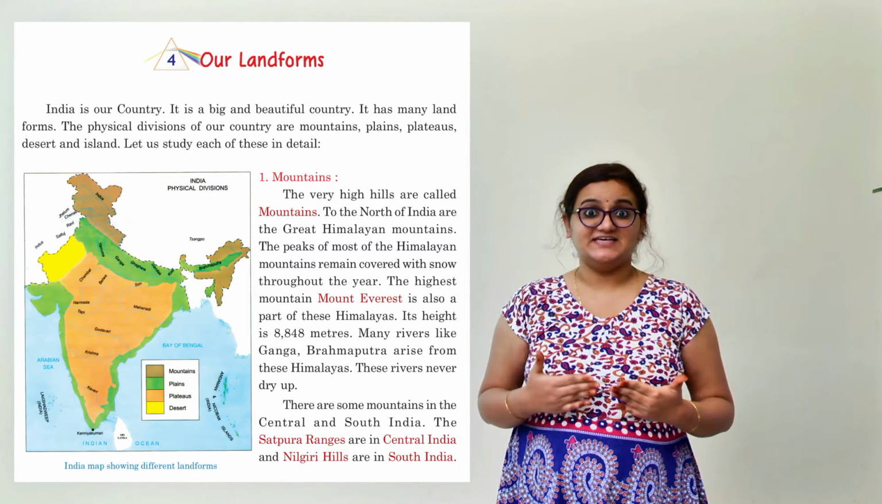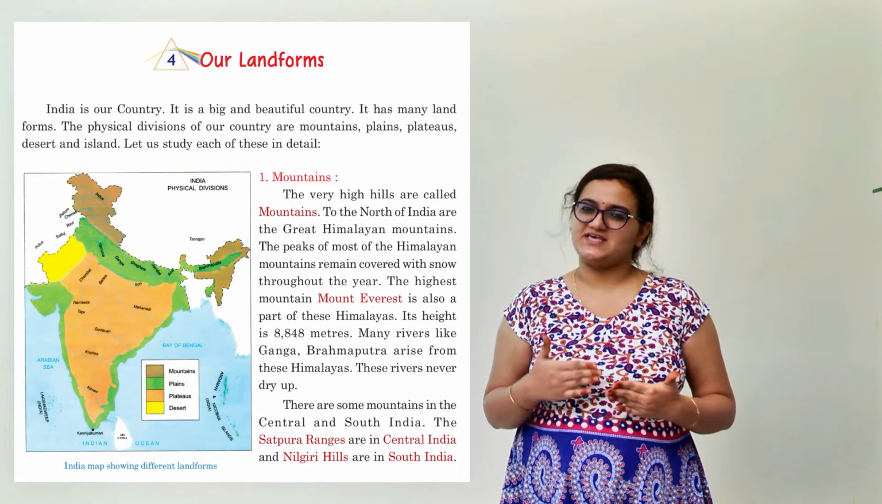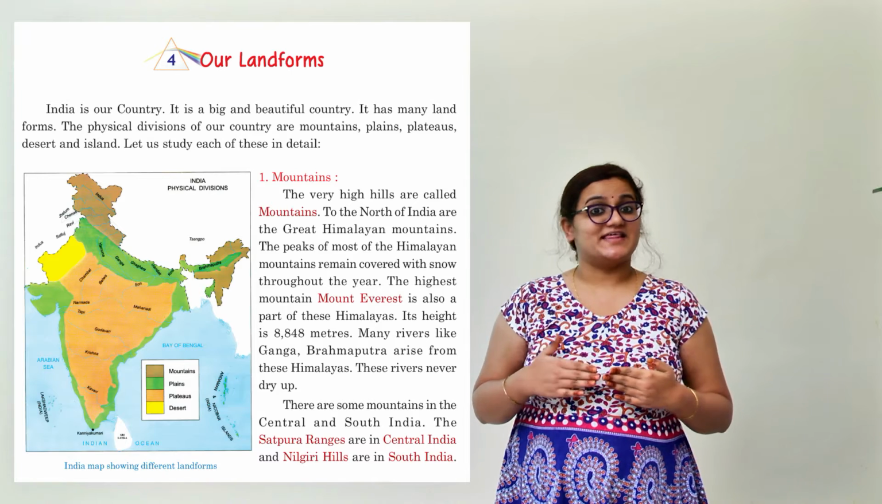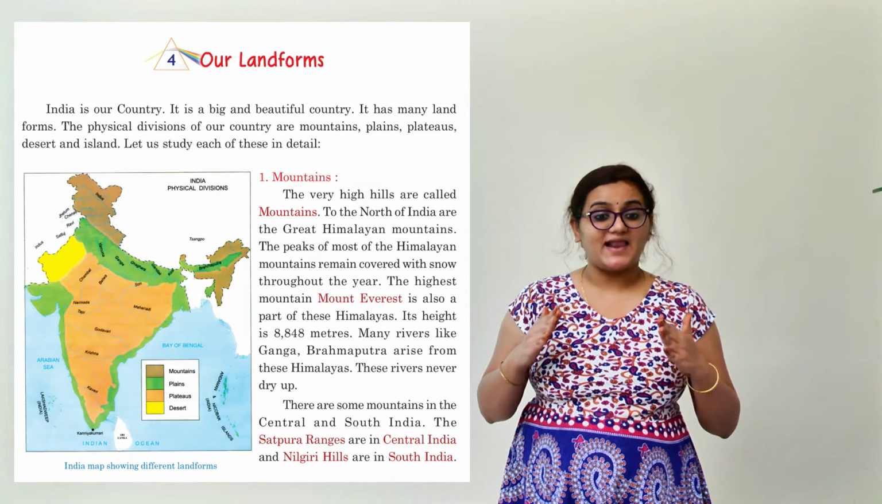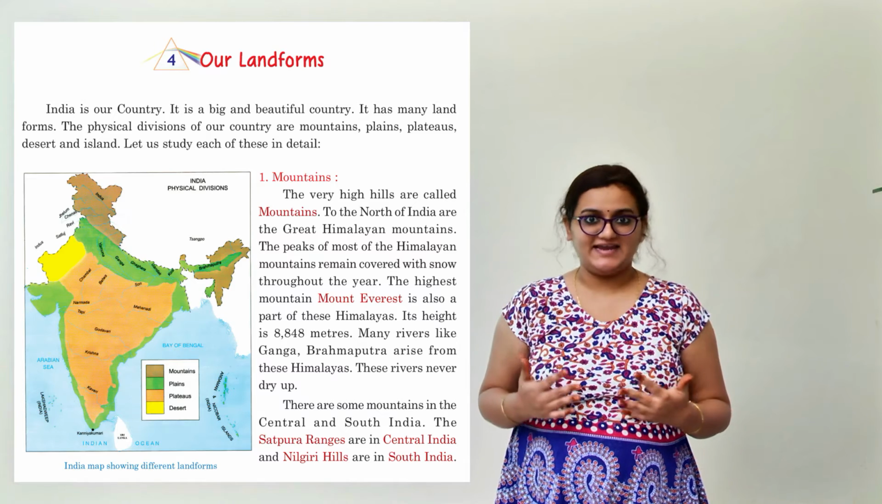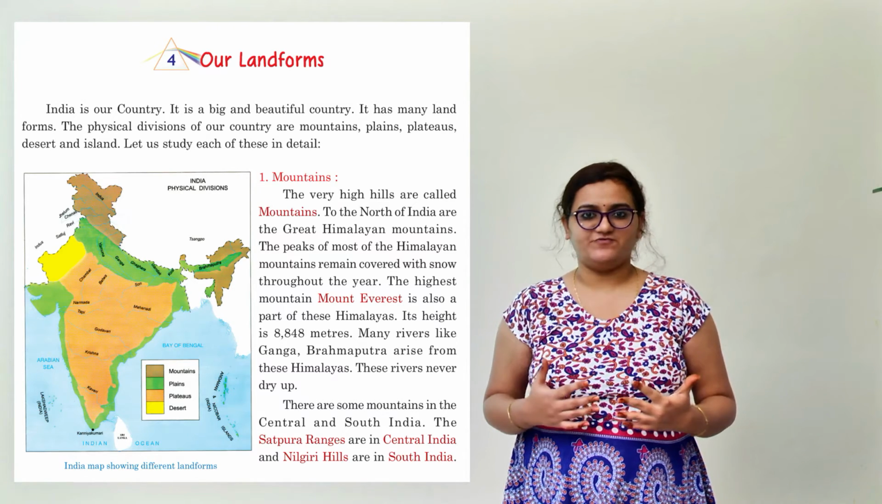They are the various landforms. Now what are the different landforms? Can you tell me? There are mountains, there are plains, there are plateaus, there is a desert and there are islands. So all these things are known as landforms.